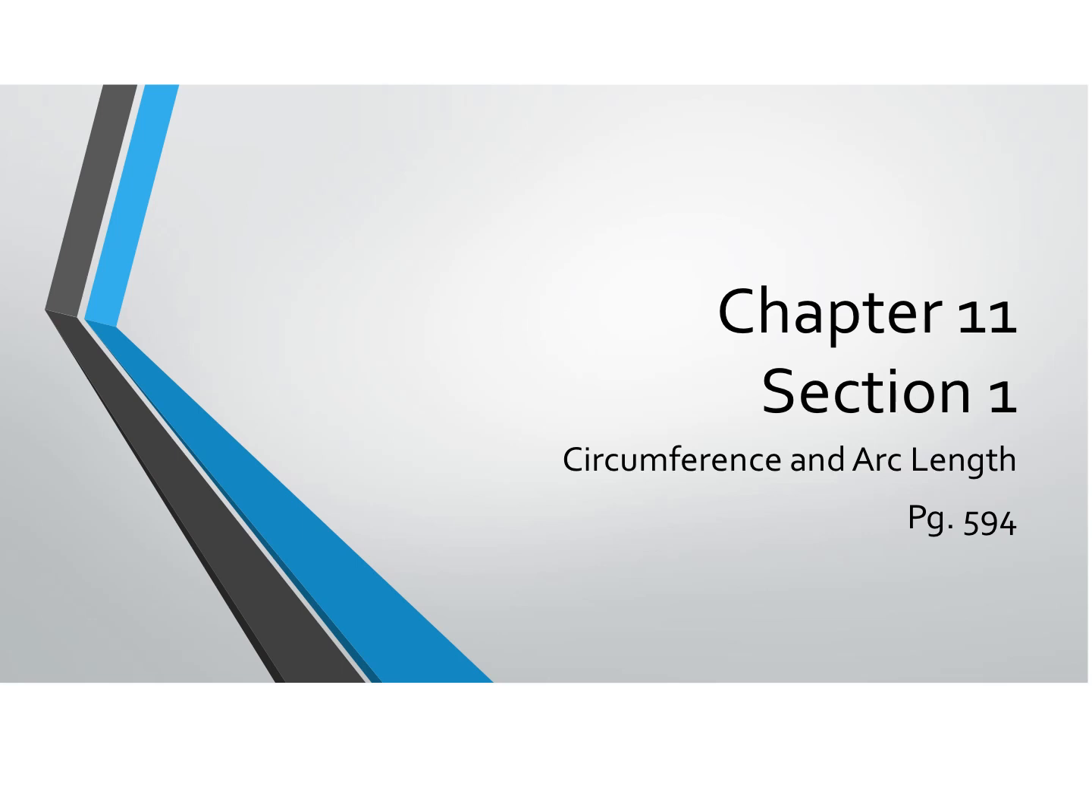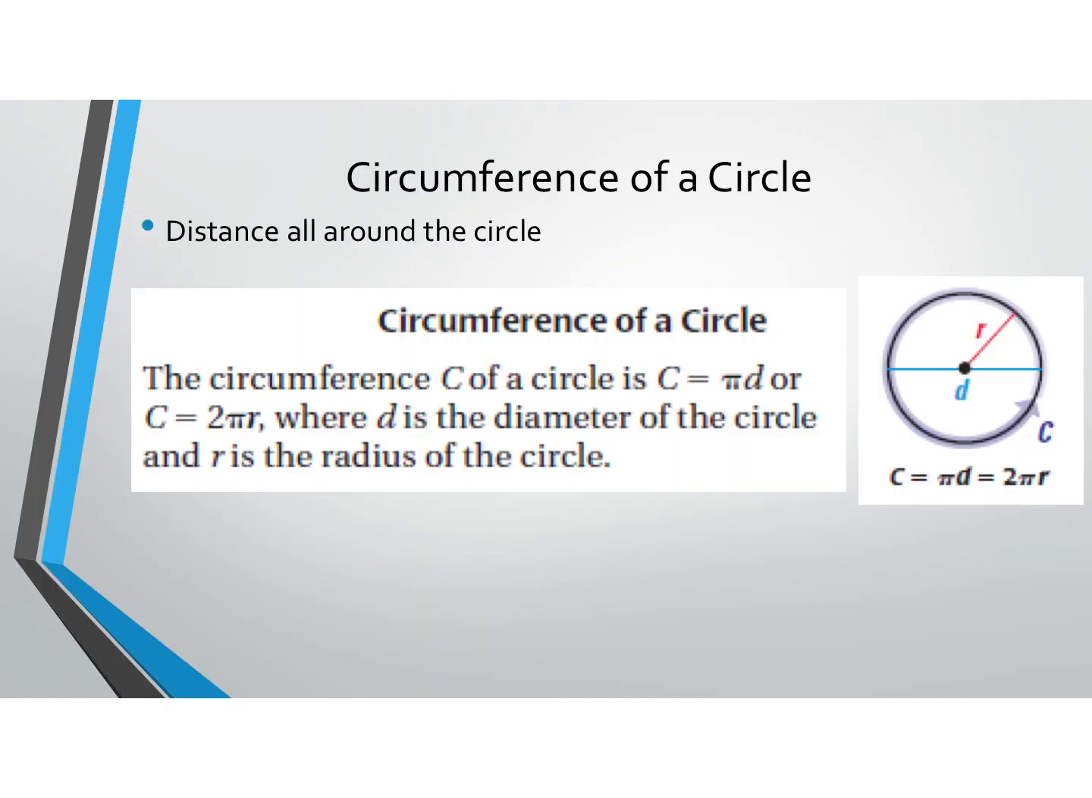So today we're going to cover Chapter 11, Section 1, and we're going to learn how to calculate circumference and arc length. So the first slide has the formula and the definition for circumference. Circumference is just the distance all around the circle. You probably have already seen this formula before in middle school.